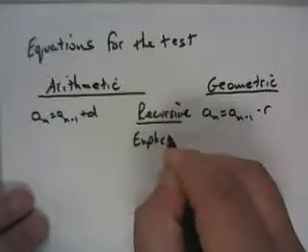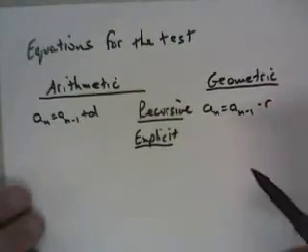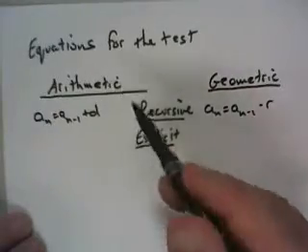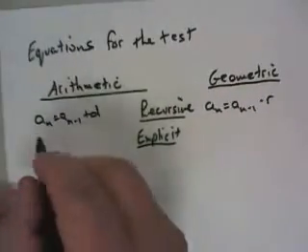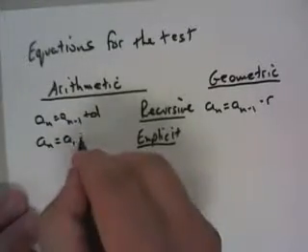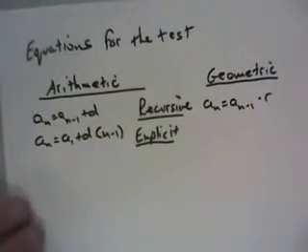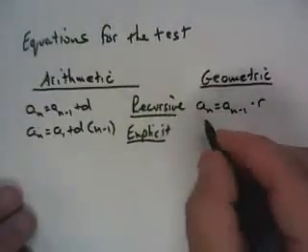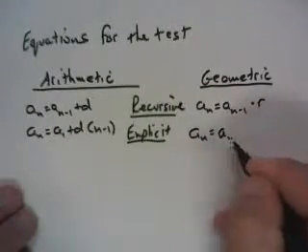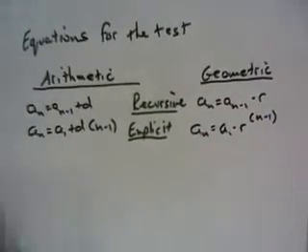Another formula that you will need to know are the explicit formulas for these two types of sequences. An explicit formula is based on the term number instead of the previous term. So to find a sub n, we're going to start with the first term, a sub 1. We're going to add the common difference, n minus 1 number of times. However, in a geometric sequence, to find each term, we're going to start with the first term, a sub 1, and we're going to multiply times the common ratio, n minus 1 number of times.